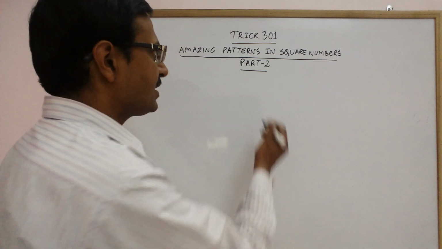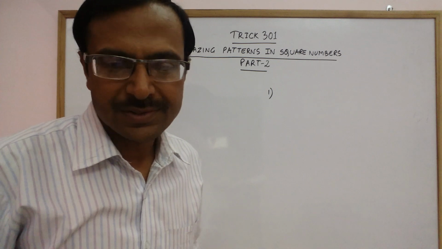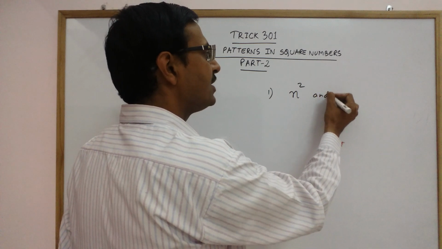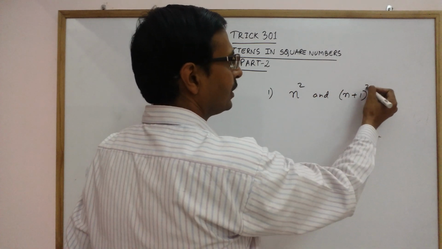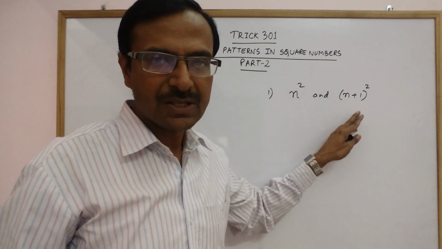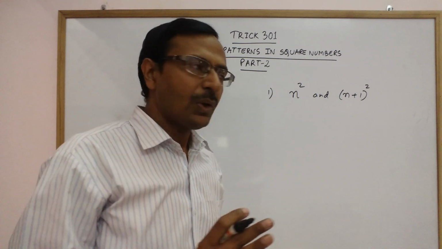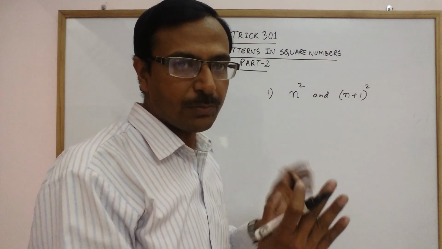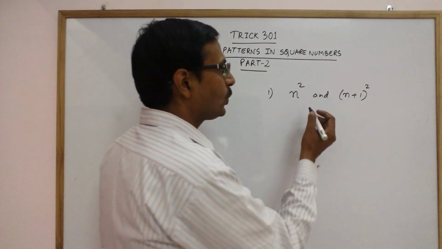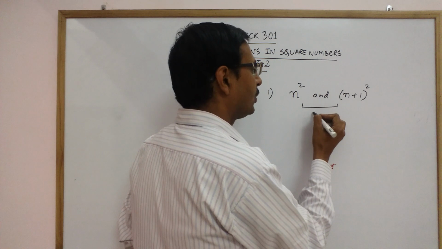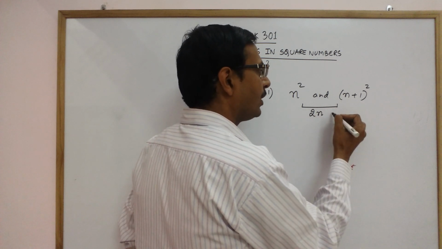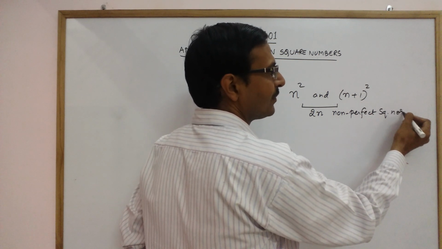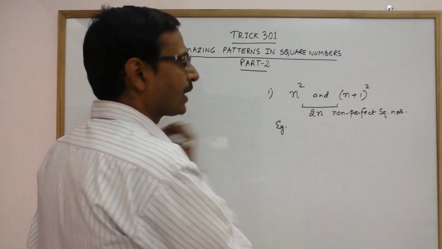So the first amazing pattern which I am going to tell you about square numbers is when we take the square of any number and the square of its consecutive number. Say I have denoted it by n square and (n plus 1) square. Now how many numbers will be contained between these two consecutive perfect squares? This you can find by using the formula 2n non-perfect square numbers. Now to understand this, let us take an example.